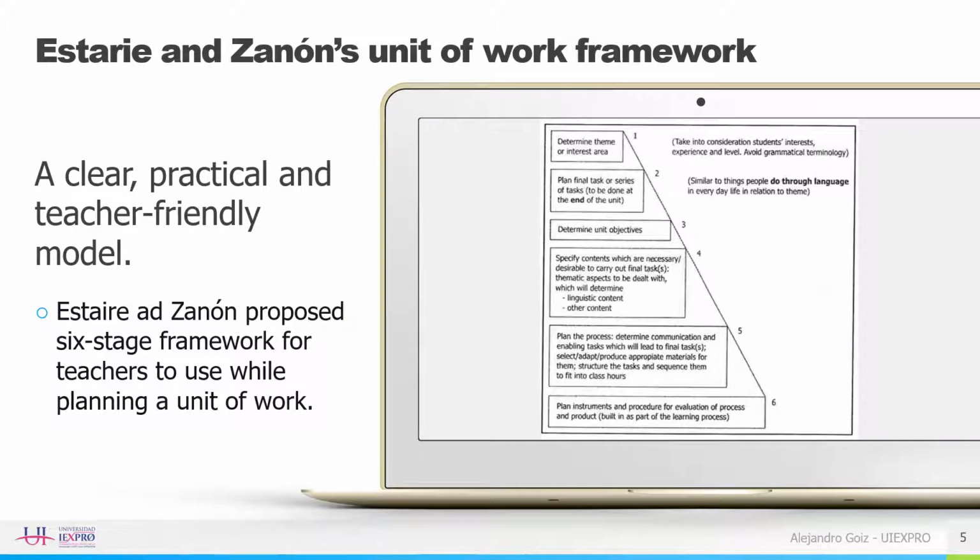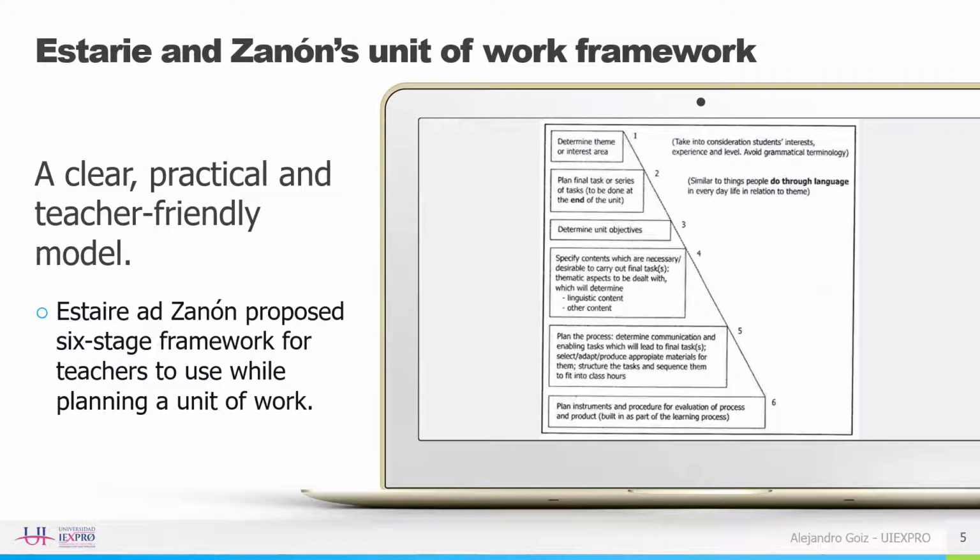Estaire and Zanon's unit of work framework is a proposed 6-stage model for teachers to use while planning a unit of work. It is a clear and practical model for teachers to use.